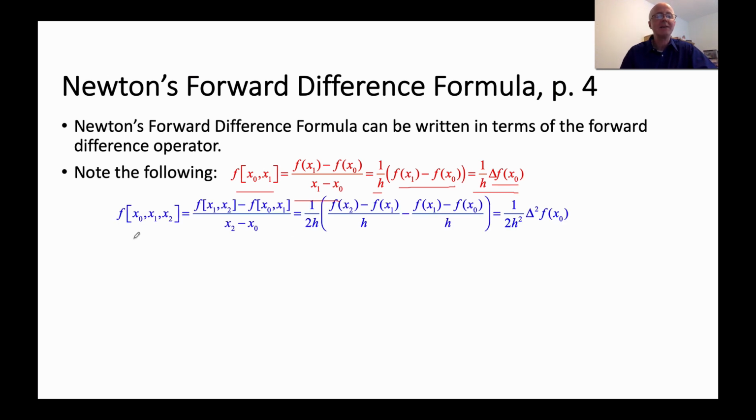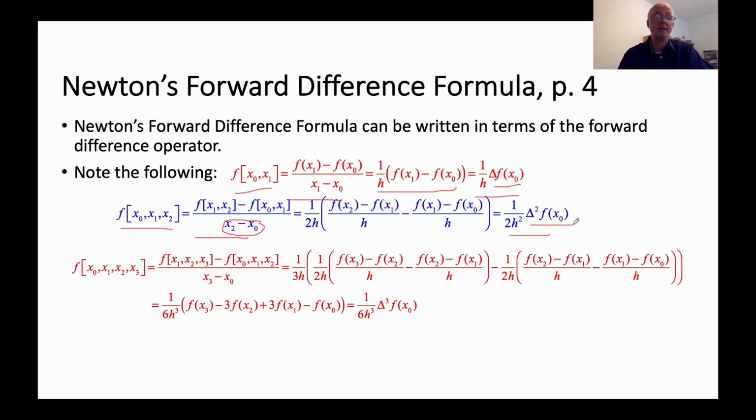Go on to second divided differences. By definition, this is a second divided difference that equals this. And if you simplify that, x2 minus x0 is 2h. And you can simplify the numerators and get this, and you can bring an extra factor of h out to get a 2h squared there. And what's left inside is really delta squared applied to f of x0.